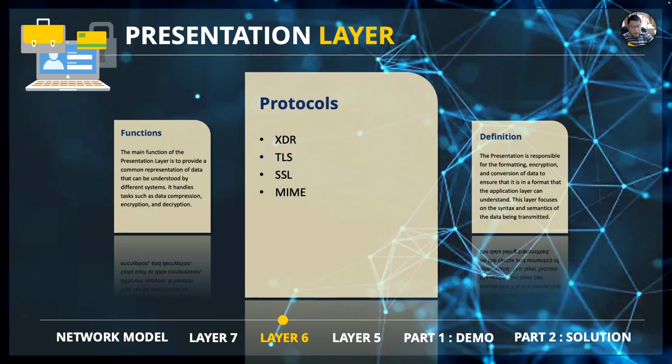SSL, Secure Socket Layer. SSL is the predecessor of TLS and provides similar functionality. It is used for securing communication between web browsers and web servers. And we have MIME, Multipurpose Internet Mail Extensions. MIME is a protocol that extends the format of an email message to support non-text attachments, multimedia content, and international character sets. It allows email clients to handle different types of data.